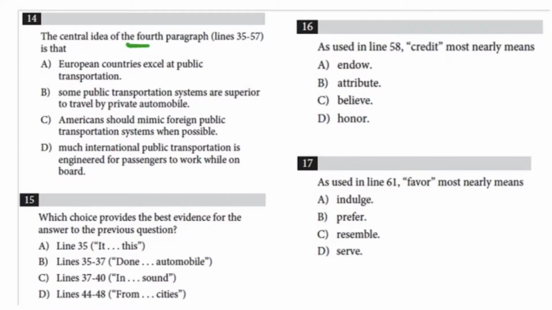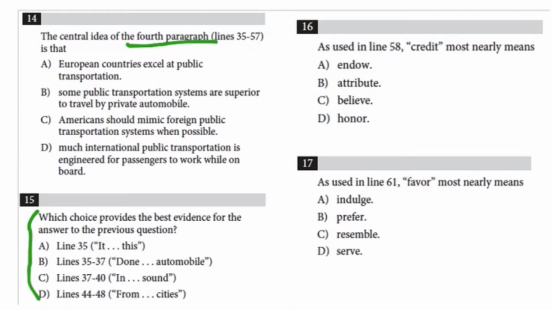Question 14 is about the fourth paragraph. That means I know that I need to take my magnifying glass out as I read the fourth paragraph, just as I did for the third paragraph. Question 15 is handcuffed to 14. So I will answer those as a pair. And again, check out our video called Handcuffed Questions in order to see the specifics on how to do that.